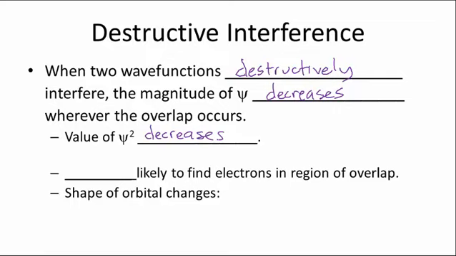And a smaller value of psi squared means you're less likely to find the electrons in the region of overlap. So wherever the orbitals are overlapping now, we're less likely to find electrons there. Another result of that is, if we're less likely to find them in between, we must be more likely to find them elsewhere. So the shape of the orbital changes. It gets smaller wherever the two atomic orbitals overlapped, and it gets bigger wherever they didn't overlap.